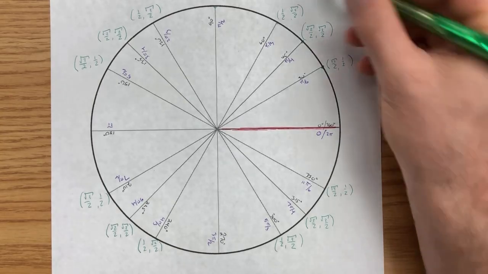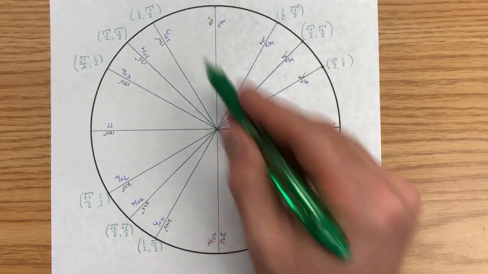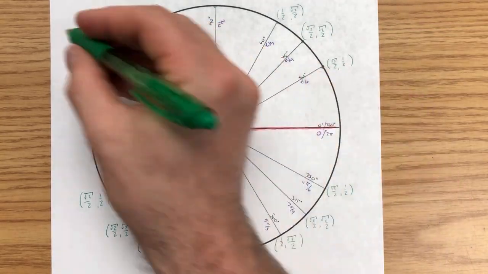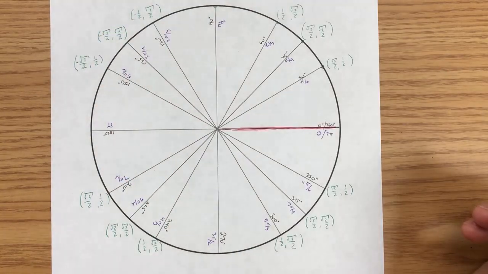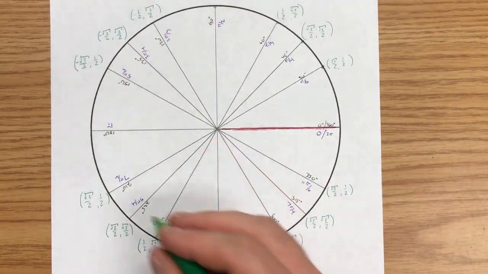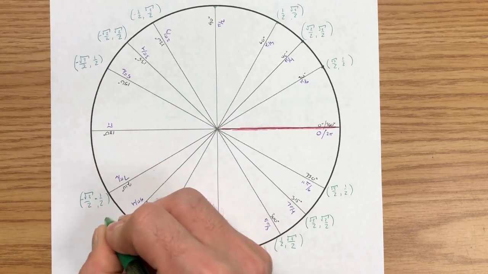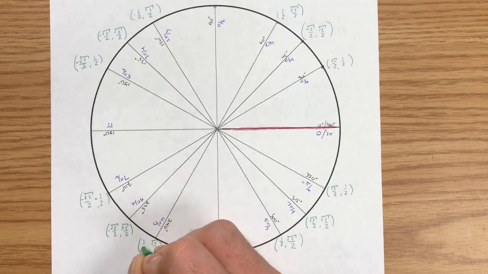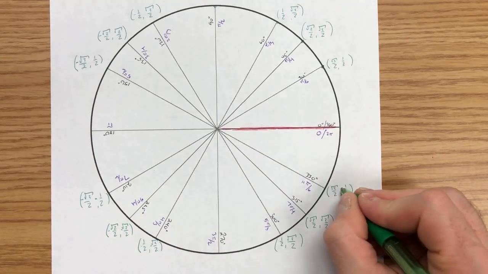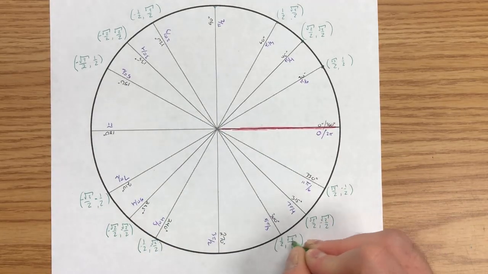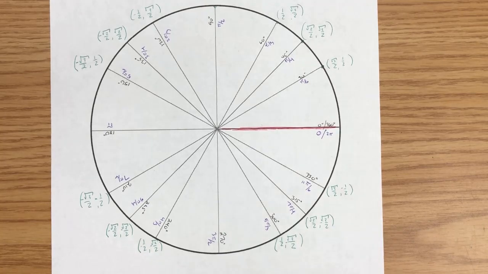I know that the top right quadrant is positive on both. I know the top left quadrant is only negative on the x values, so I'll come in here and make a negative on each one of the x's. The bottom left is negative on both x and y, so all of these are negative. And the bottom right is only negative on the y values, so I'm going to go here and throw a negative on each one of those.